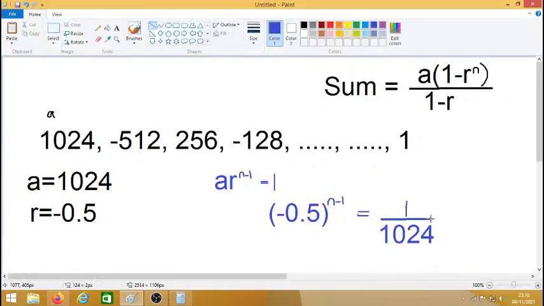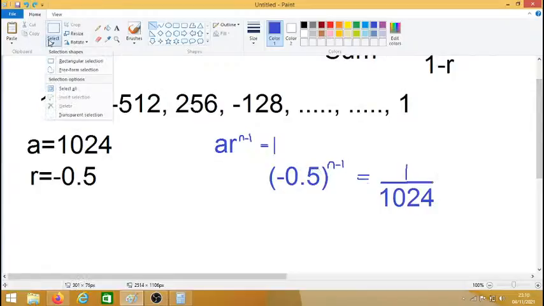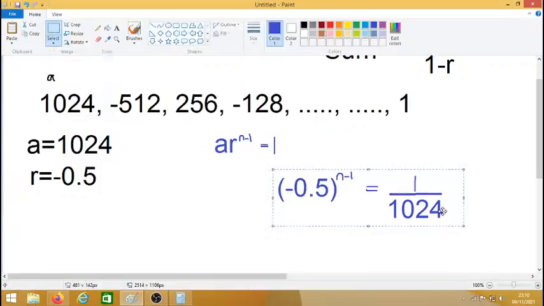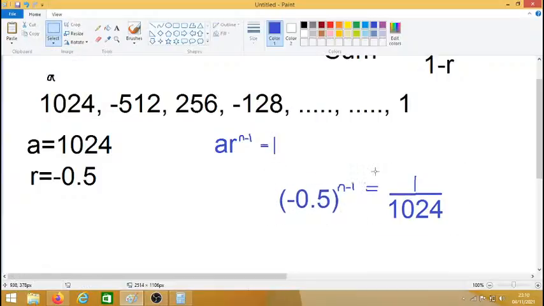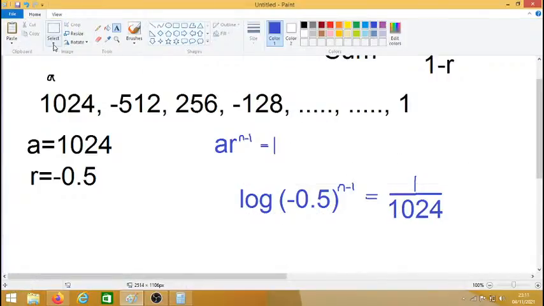Next, this is where we're going to need to use logs now. So if you remember how it goes, we're going to take the log of both sides. Just like you take the square root of both sides sometimes, let's take the log of both sides. So we're going to apply a log to this side on the left, and we're going to apply a log to the right hand side.